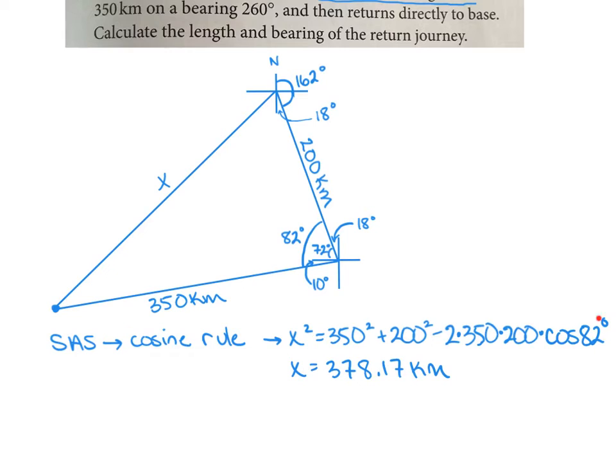So here's my work for the cosine rule. And when I do out this calculation and I take the square root, I end up with 378.17 kilometers. So that is the length of the return journey.